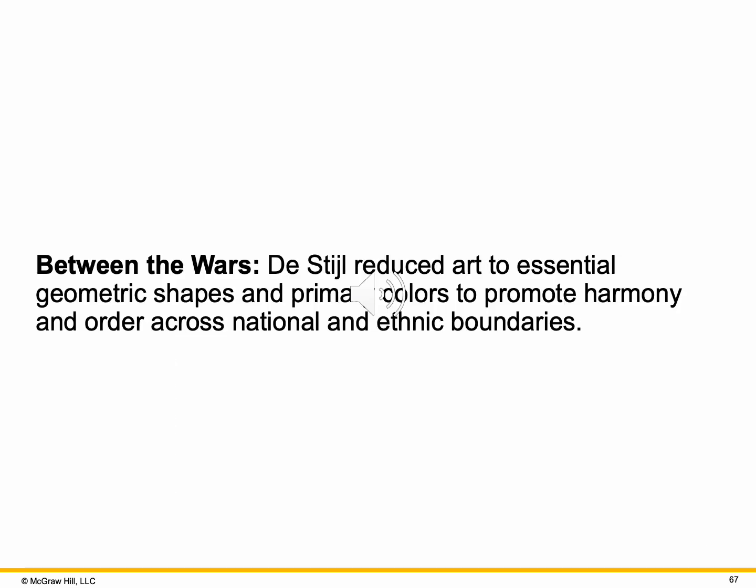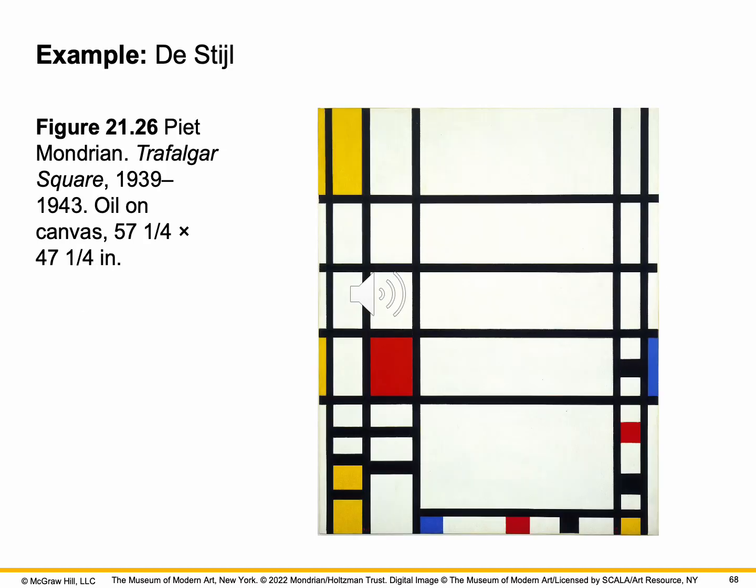Between the wars, de Stijl reduced art to essential geometric shapes and primary colors to promote harmony and order across national and ethnic boundaries. One of the most famous artists associated with de Stijl was Mondrian. Beginning as a painter of flowers and landscapes, Mondrian distilled his art to what he considered to be the most universal signs of human order: vertical and horizontal lines, and the primary colors red, yellow, and blue.